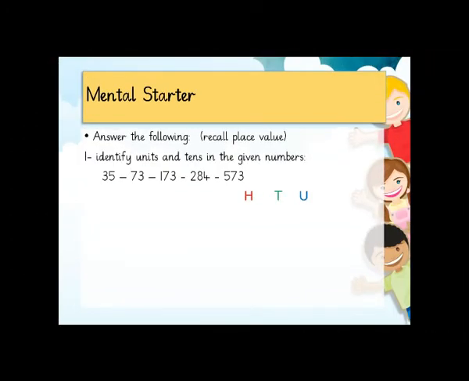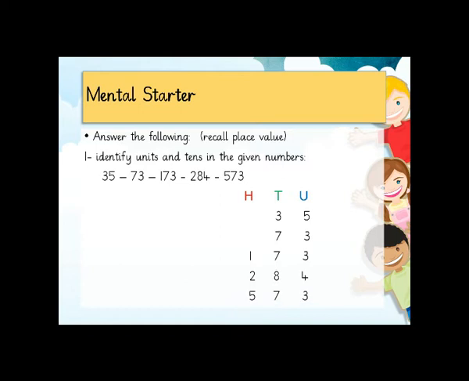Let's start with the mental starter. You have to answer the following question, recalling place value. Identify the unit sentence in the given numbers: 35, 73, 173, 284 and 573. Yes, you just have to identify the place value for each digit of the given numbers.